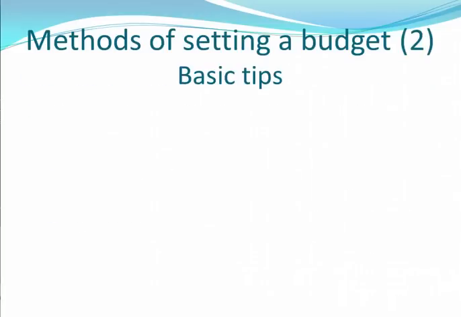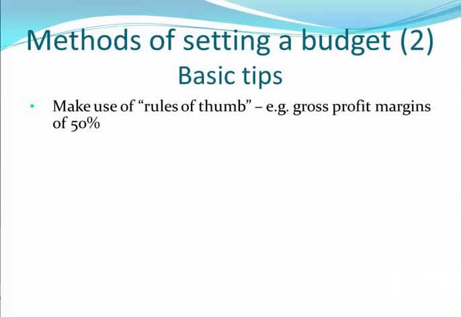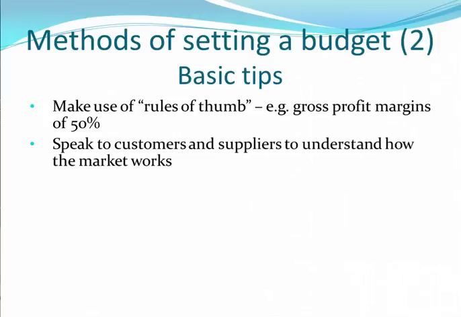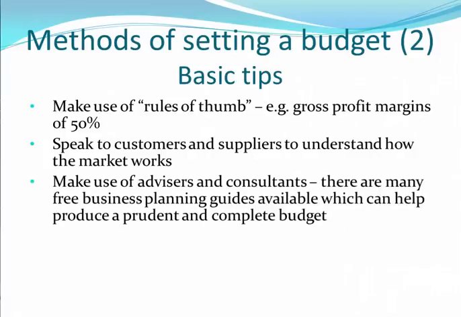Some basic tips to go alongside those ideas. Make use of rules of thumb. It's a good idea in most businesses to hope for a gross profit margin of 50%. In other words, whatever it's cost you to produce the item, charge double that. It's important to speak to customers and suppliers so that you understand how the market works as best as you possibly can. You should make use of advisors and consultants. There are many free business planning guides available which can help you produce a prudent and complete budget. As with cash flow forecasting, using experts is a good way of improving your chances of doing it effectively.